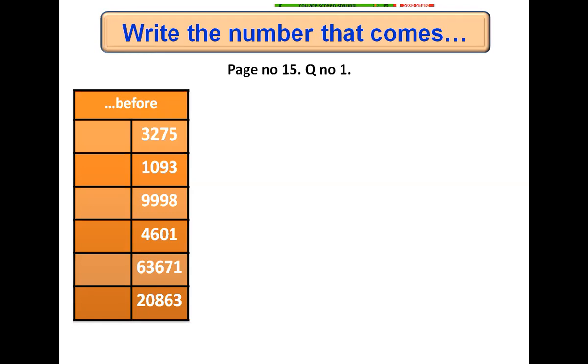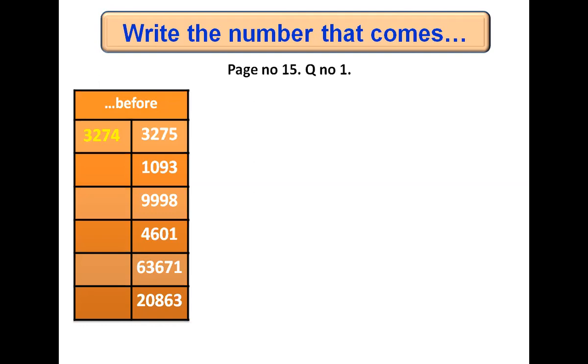You just need to write the numbers that come before the given numbers, or after the given numbers, or between the given numbers. In the first column, you have to write the numbers that come before the numbers given. Like in the first row, we have the number 3275. So what comes before 3275? Definitely it's 75, so before 75 it will be 74. So the number that comes before 3275 is 3274.